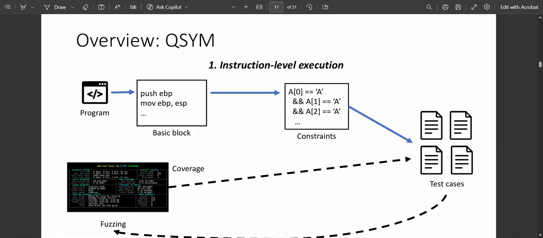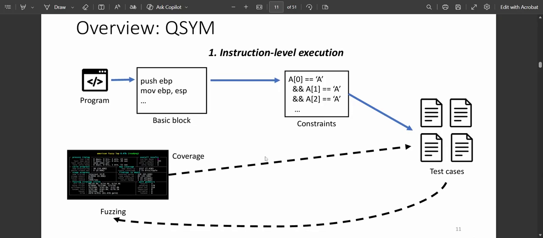QSYM overcomes this problem by directly sending the information from the basic block to the constraint, and it generates test cases and then fuzzing coverage. This is the whole process, as you can see on the screen.